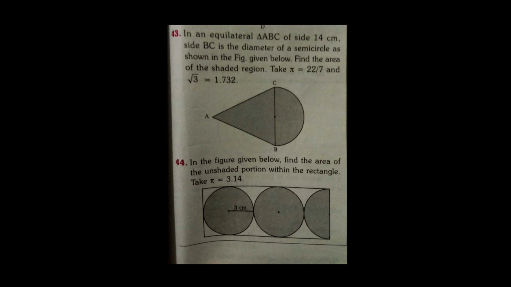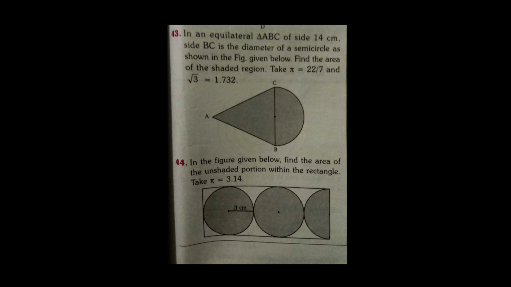I have already given you the formula: the area of an equilateral triangle is root 3 by 4 into side square. So you will get the area of the equilateral triangle. Now you know how to find the area of this semicircle. You just have to add these two.